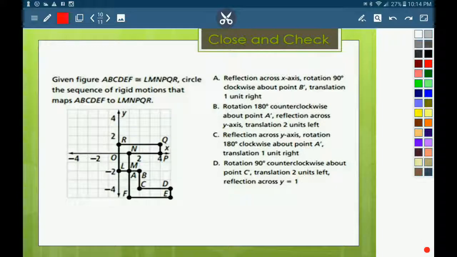So here's your close and check question. Please figure out, given the figure A, B, C, D, E, F, if it's congruent to L, M, N, P, Q, R by circling the sequence of rigid motions that maps A, B, C, D, E, F to L, M, N, P, Q, R. So look at the picture, maybe experiment a couple things. You could even read through the multiple choice and do what the multiple choice says to figure out if one lands on top of the other. So go ahead and show me you know what you're doing in this close and check.